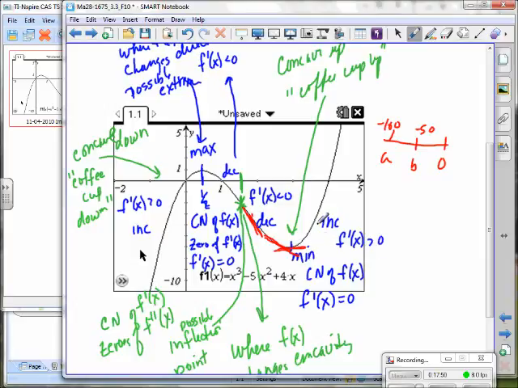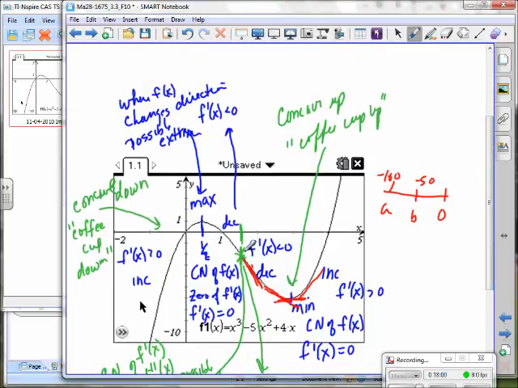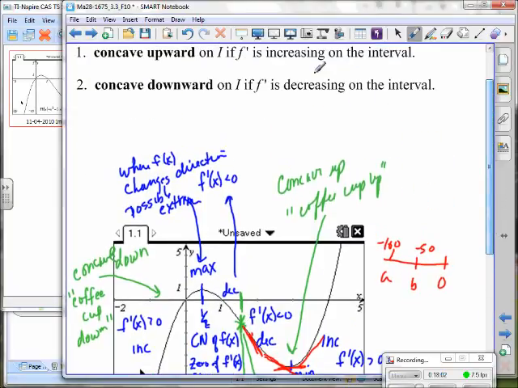And as we continue on, I don't think there's any question that our slopes keep getting more and more positive. But over here in the negative, we have to think about it. So is it true that when it's concave up, the slopes are increasing on the interval? Yeah. It doesn't say that the slopes are positive, but they could be negative.